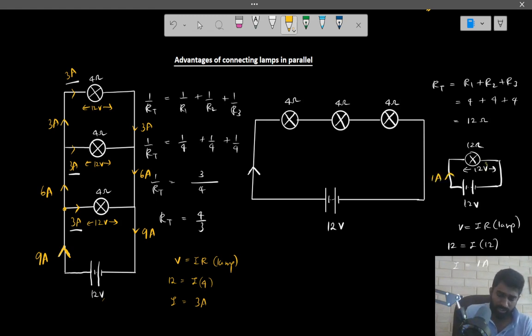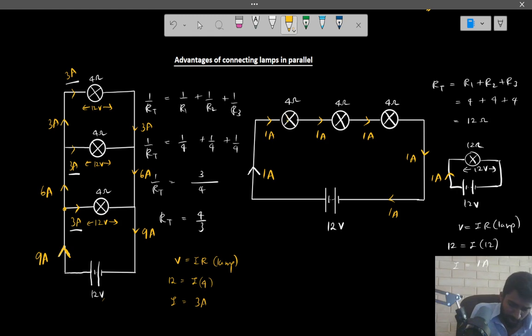If the current through this circuit is 1 ampere, the current here should be 1 ampere. Why? Because the current in a series circuit is the same at any point. I told you this one. Current in a series circuit is the same at any point. So here also 1 ampere, here also 1 ampere. So you get the current like this, right?